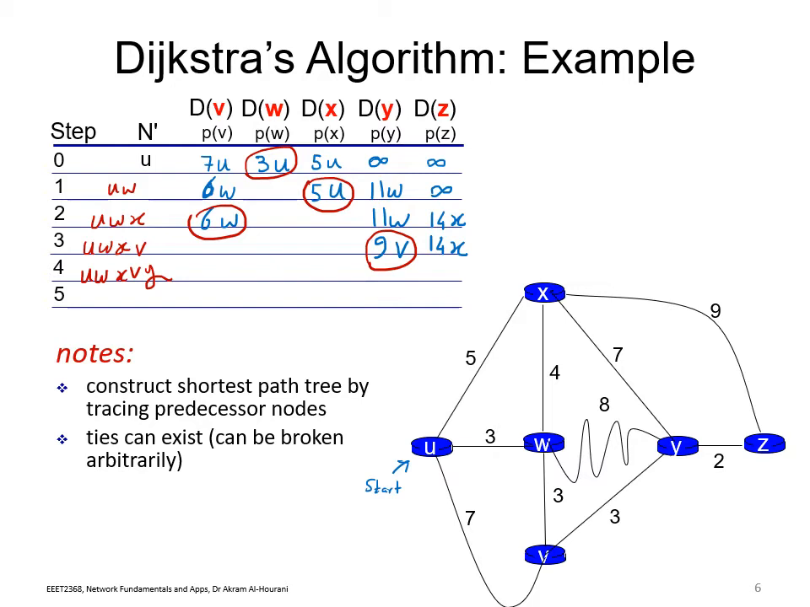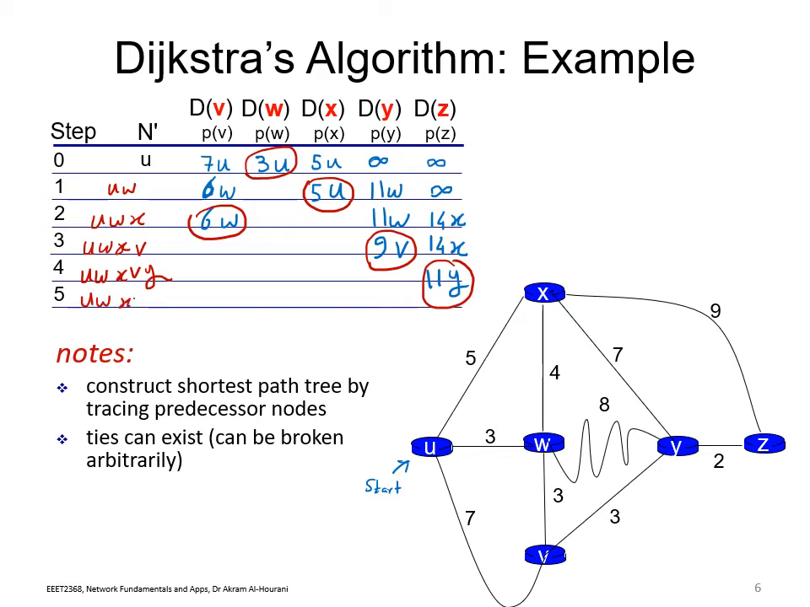All right, so 9 plus 2 would be 11. And how do I reach it? 11 is less than 14, so obviously I'm going to add it, and how to reach it is through y. There is nothing to compete with, so this is surely the best path towards the point z. Now I know how to reach z, so everything is set.